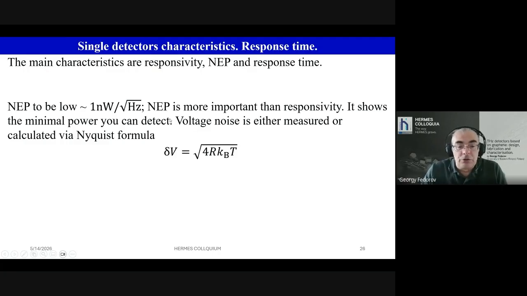And the voltage noise that has to enter the formula for NEP is in most research works approximated using the Nyquist formula, which is the square root of the resistance of the detector multiplied by the Boltzmann constant and by the temperature. This is the spectral density of voltage noise predicted within a pretty simple approximation, but it works in many cases. So it's the intrinsic noise of the detector that has a certain value of resistance.